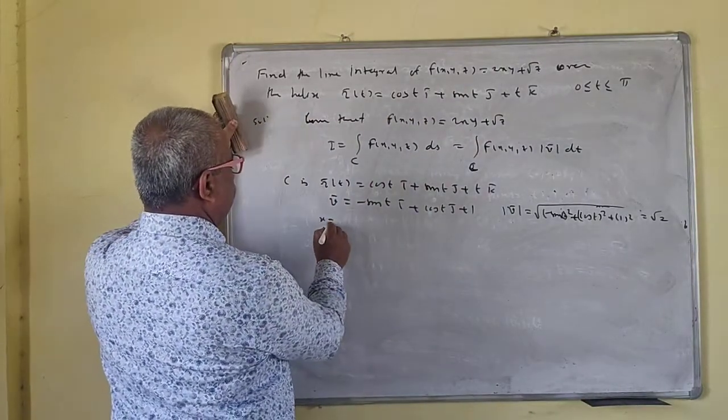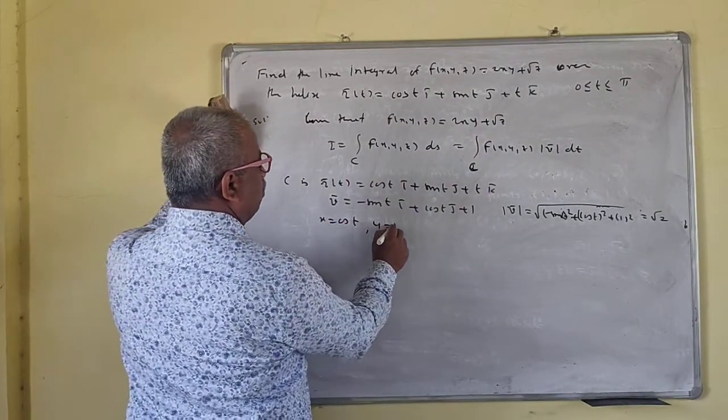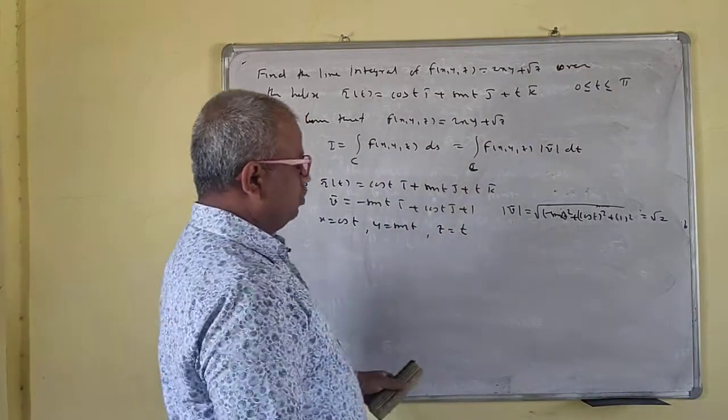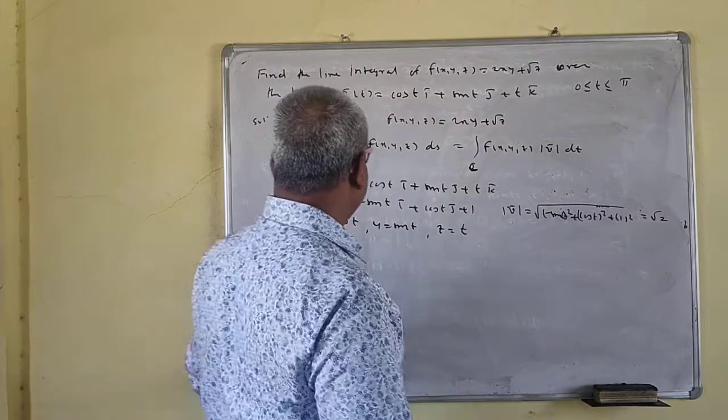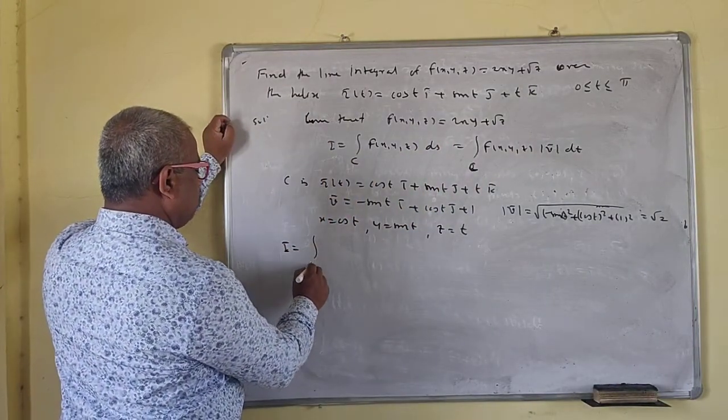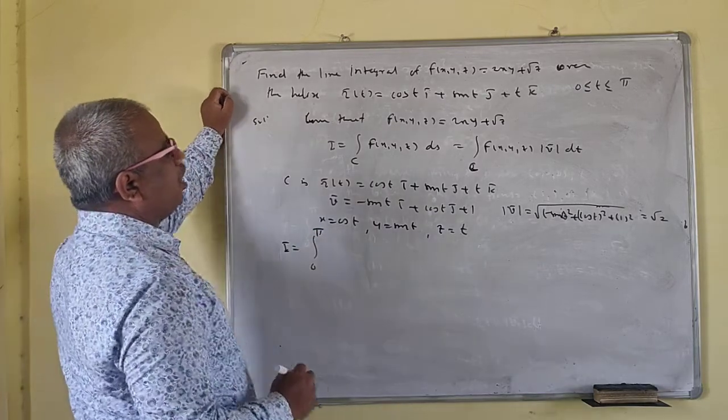X is equal to cos t, y is equal to sin t, z is equal to t. Okay. So therefore I is equal to the integration from 0 to pi of f of x, y, z.